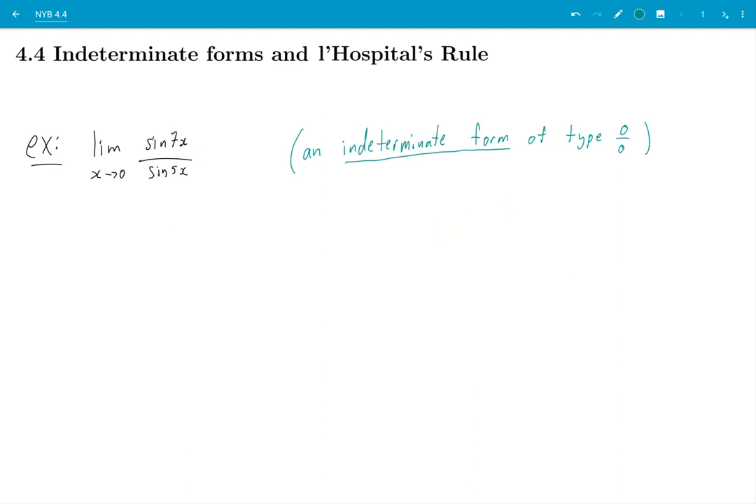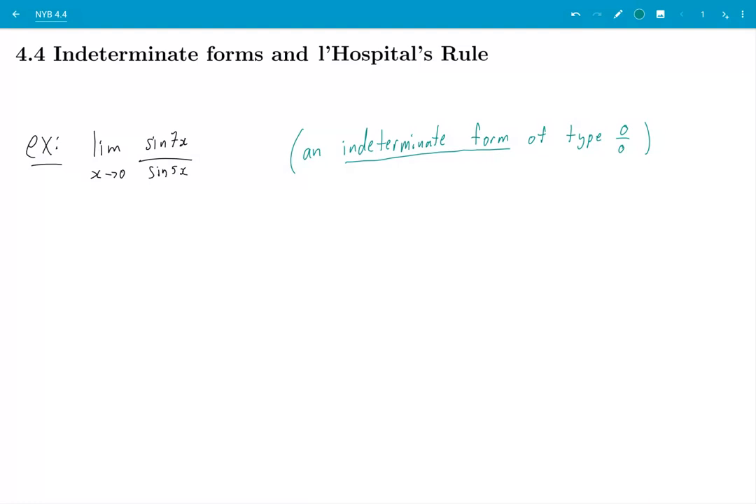Okay, so you have this limit which has this form here, 0 over 0, and that is a very strange thing. From this 0 over 0, we can't determine what the final answer is going to be. So we call this an indeterminate form. So how to resolve these things?